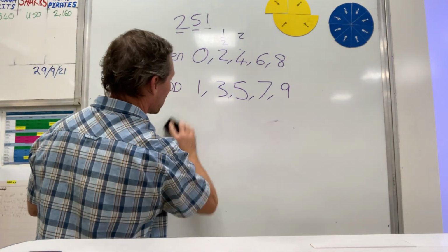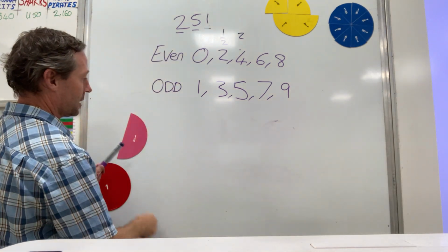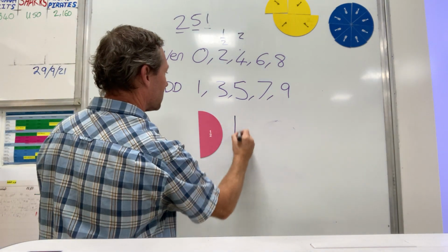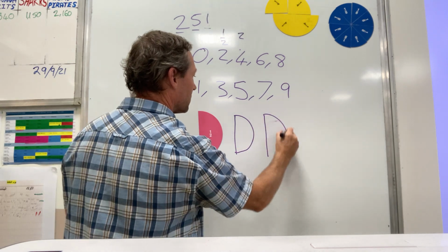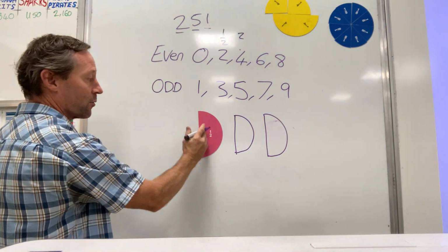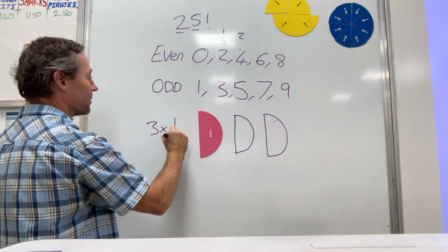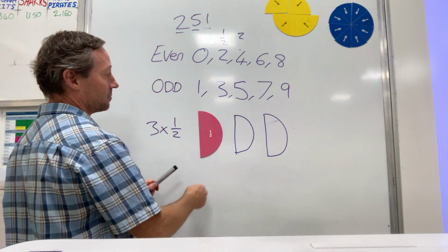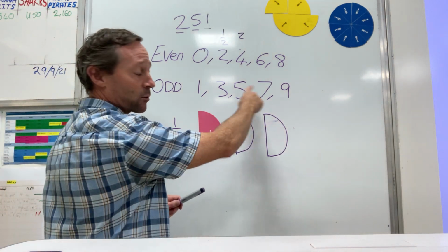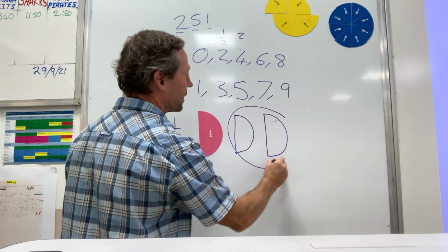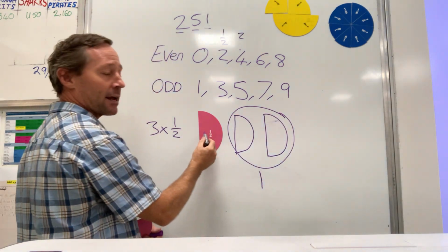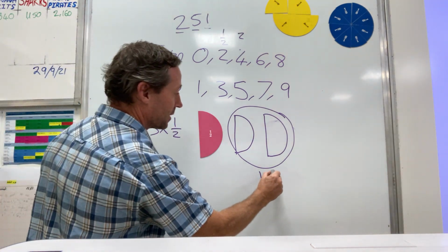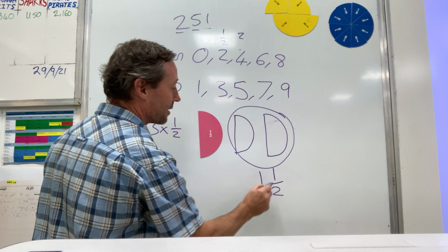And if you multiply 3 of these, so let's draw it. Okay, here's my 3 times a half, 3 halves. Remember, I can join 2 of these halves together to make 1 whole. So if I join that, that would make 1 whole, and I'd have half left over. So 3 times a half gives me 1 whole and a half.